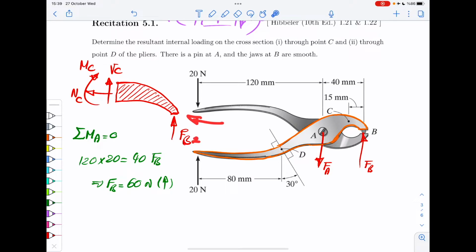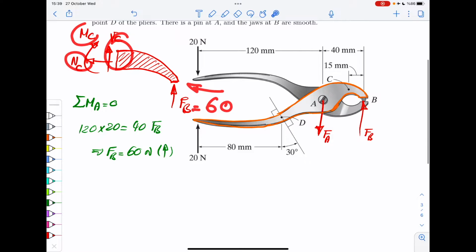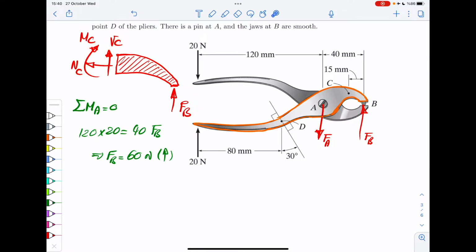You know now this thing is 60. You have three equations, three unknowns left, and we just get those from the equations. So let's write those equations. The first equation is sum of the forces, let's say in y direction, is 0. That immediately tells you that VC is equal to minus 60, right? Because FP is 60 upwards.